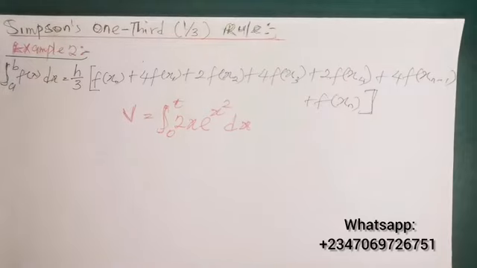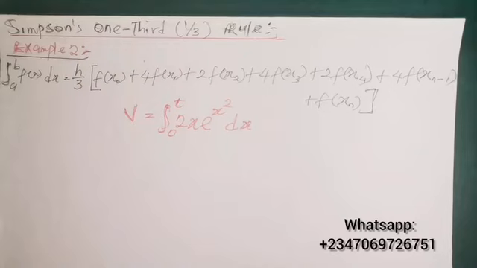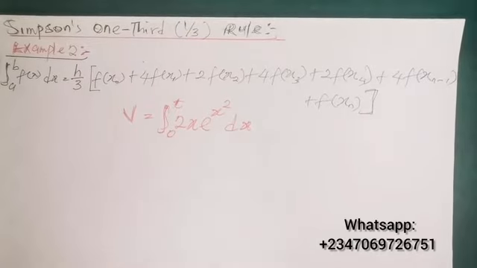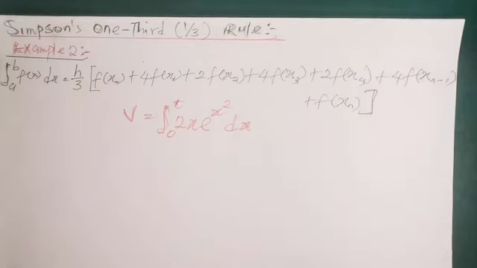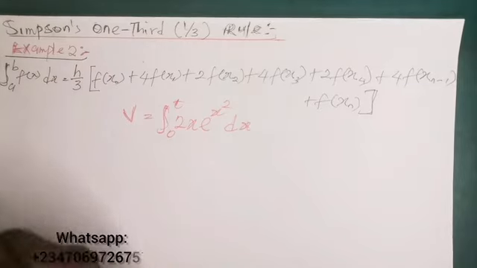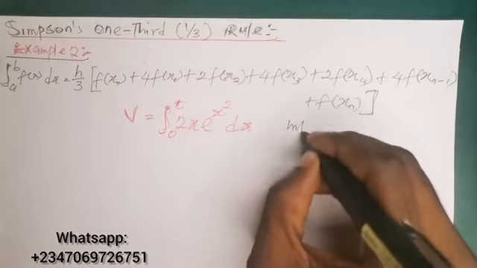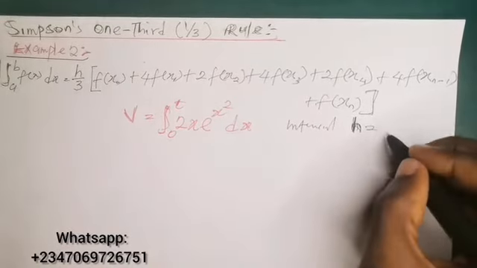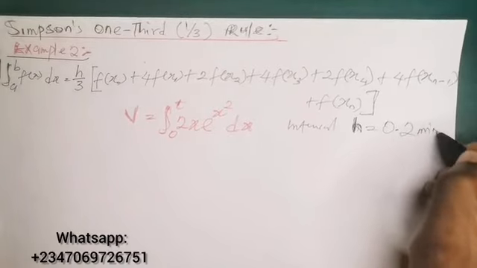this equation. V is equal to integral from 0 to t of 2x exponential x squared dx, and we are asked first to find the velocity without converting. Now if you take a look at that question, the first question says compute the velocity for the first 1.2 minutes to two decimal places at t equals 0.2 minutes interval. So you've been given an interval, which is h, and h is equal to 0.2 minutes.